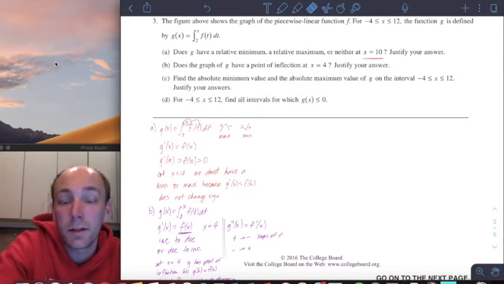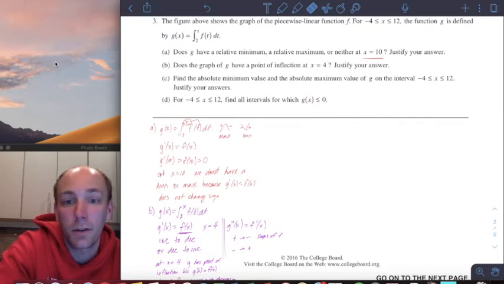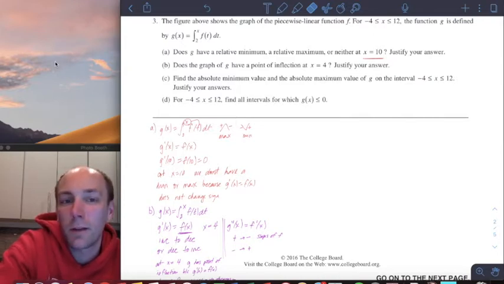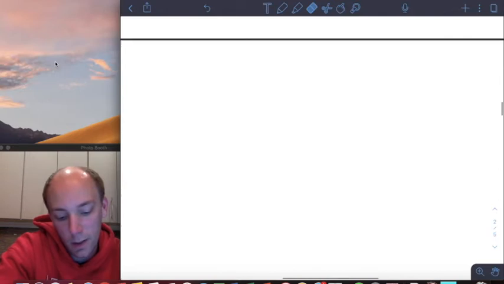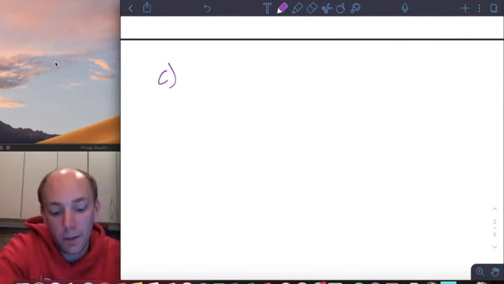Okay, part C, find the absolute minimum value and the absolute maximum value of g on the interval -4 to 12 and justify your answers. Do you remember how to find a minimum or maximum on a closed interval? Maybe. Hopefully we've seen this quite a few times, so we should be familiar with this. To find a minimum or maximum on a closed interval, we're going to need to do a candidate test.